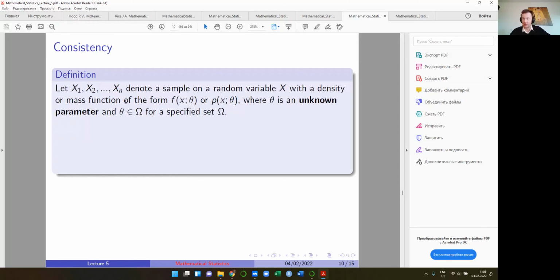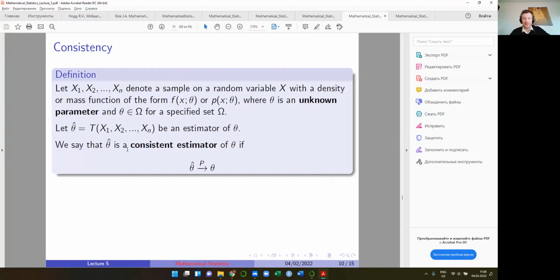So the first part of the definition is the same. We have a random sample, we have a known parameter of PDF or PMF, and this parameter must be specified by a set of possible values. We have an estimator, theta hat, the estimator of theta. And we say that theta hat is a consistent estimator if theta hat converges in probability to theta.